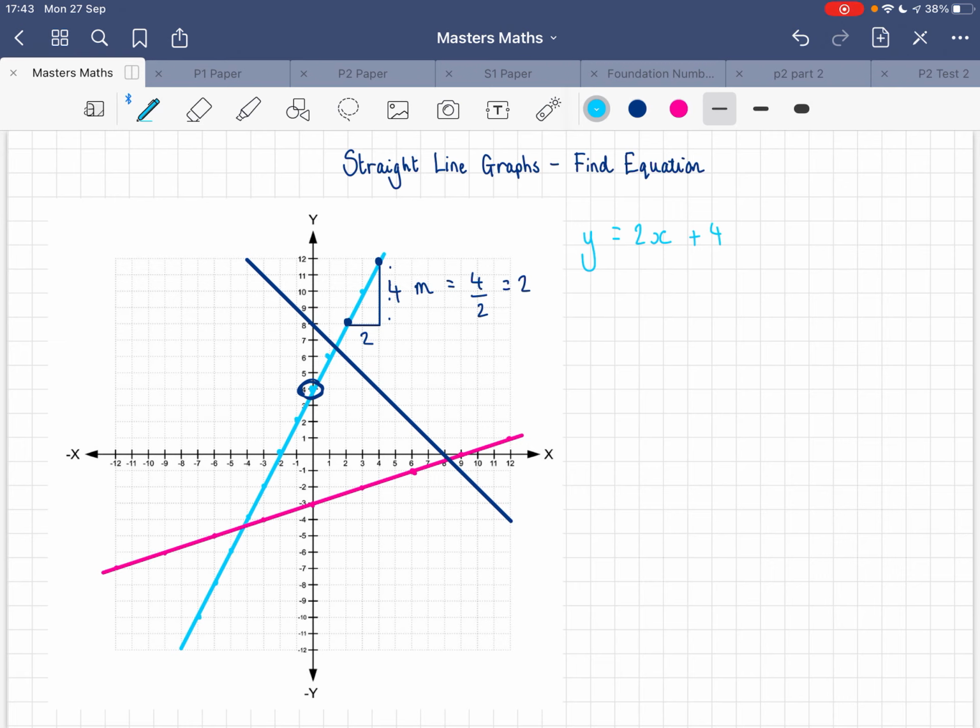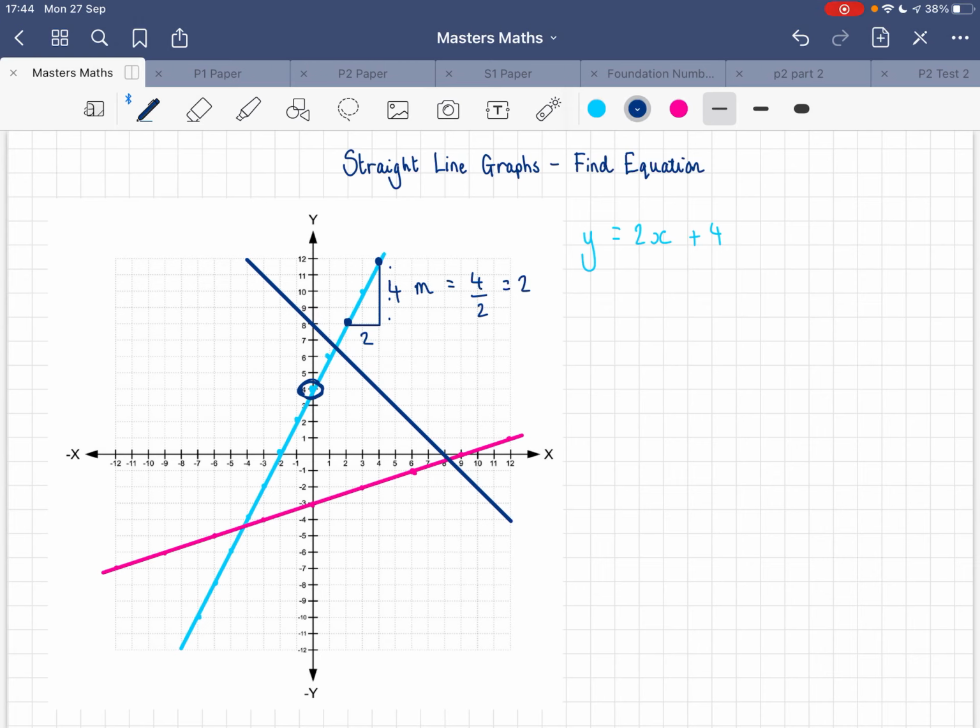Okay? I know I'm going through this quite quickly now. It's just because I don't want this video to be like an hour long. But we're just putting everything together that you've learned so far. So we know how to find the gradient. We know what the equation of the line should look like. We know we need to find out the gradient and the y-intercept to be able to write the equation of the line.